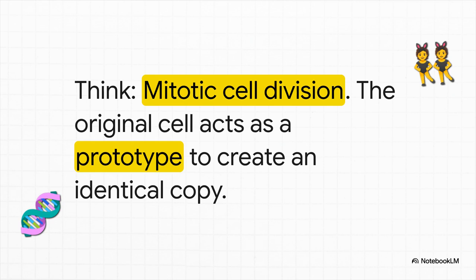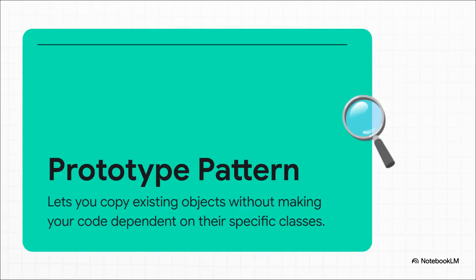For this, let's think about biology, mitosis, or cell division. A cell doesn't build a brand new cell from a pile of raw materials, right? No, it just splits and makes an identical copy of itself. That original cell acts as the prototype. This is the whole idea behind the prototype pattern. You create new objects by cloning an existing one.